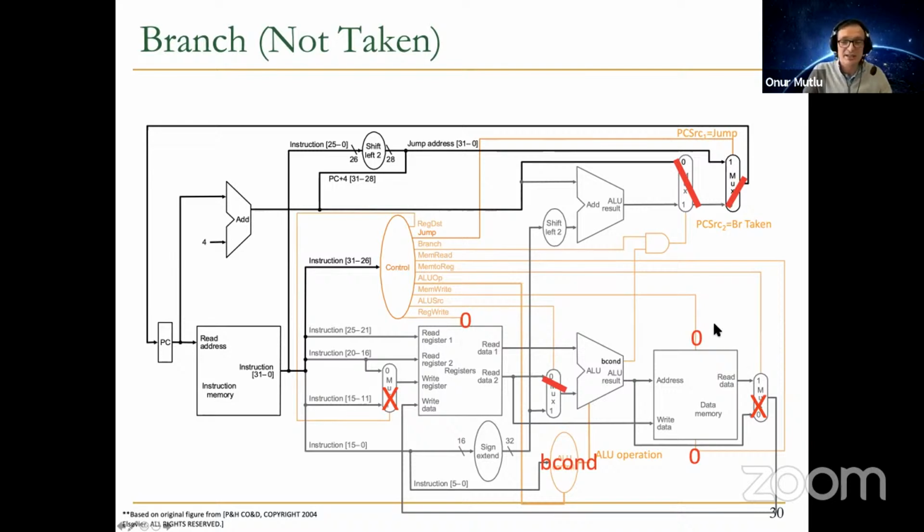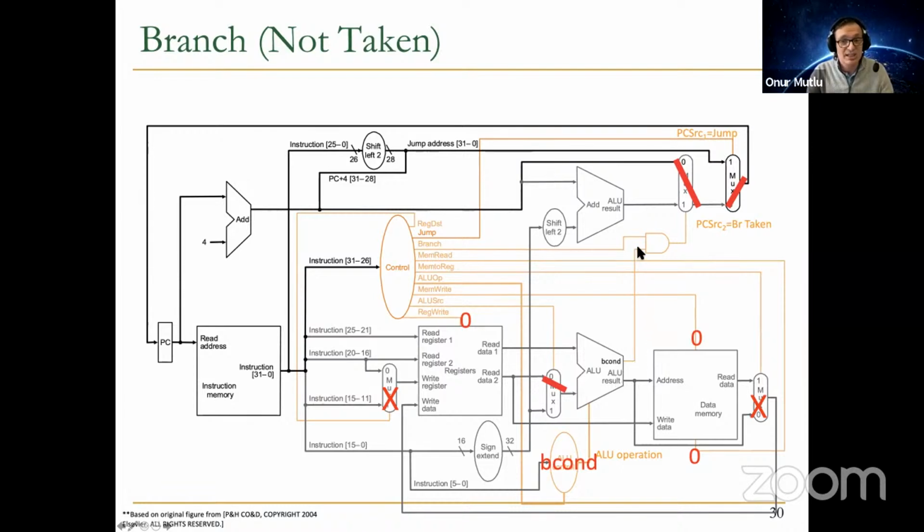We don't write to a register. We don't read from memory. We don't write to memory. Do no harm. As a result, the muxes that control those are also don't cares. But we need to calculate the branch condition over here, as you can see.